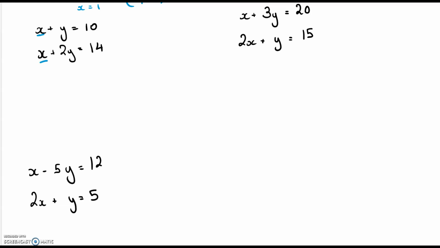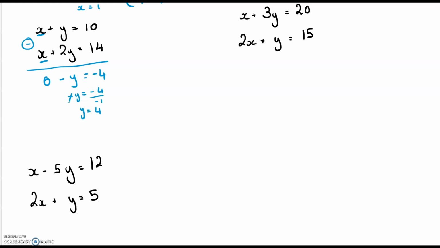So if I subtract these two equations from each other, then x minus x gives me 0. That's good, so I've gotten rid of the x. y minus 2y is negative 1y. And remember, if you're subtracting one part, you subtract everything. Then 10 minus 14 gives me negative 4. So therefore, minus y equals minus 4. If I divide through by negative 1, I end up with y equals 4.